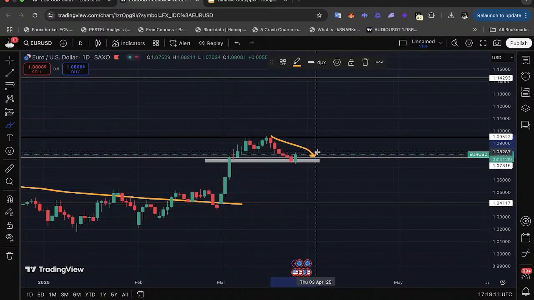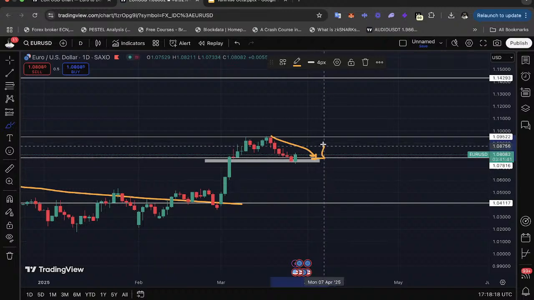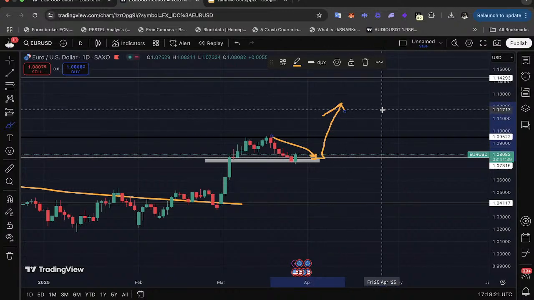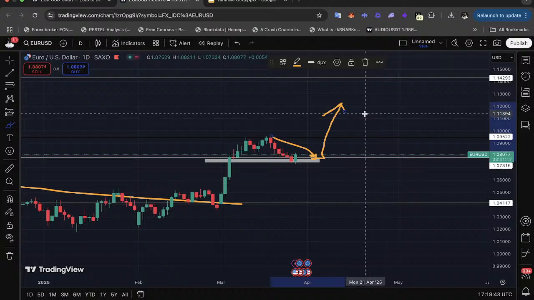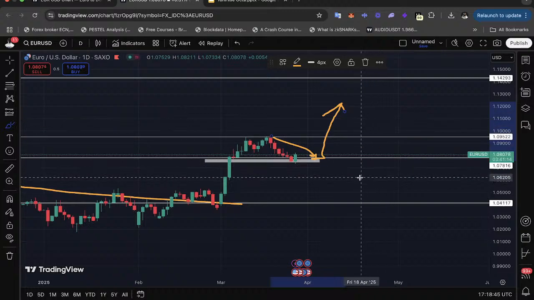Market rested at this point, which now is acting as a very strong support, and there is a higher probability that price will keep going up. And that's the higher probability I am going to ride on, all things being equal.